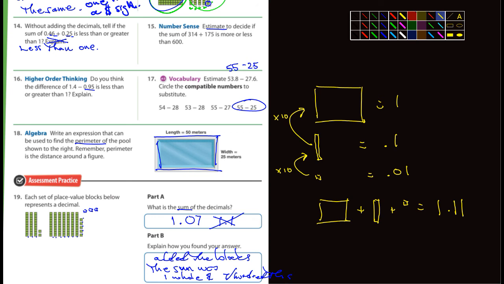10 of these little ones will equal 1 row. And 10 of these rows will equal 1 whole block. Okay? All right, that's it. That's probably the most important part of the whole video right there.